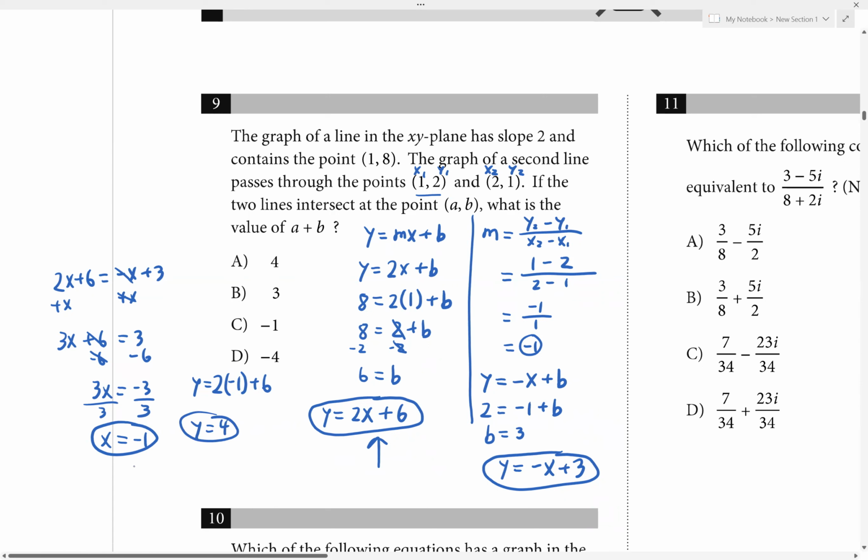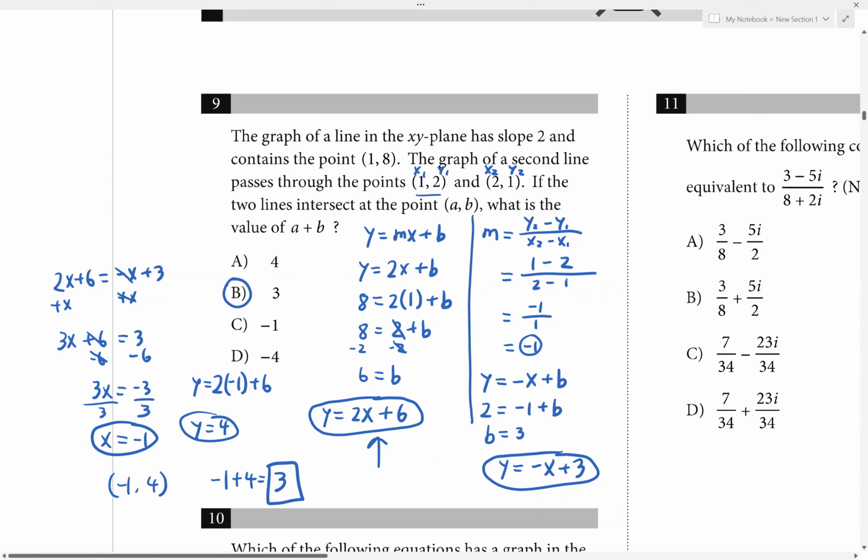Then we can add x plus y, that'll be a plus b. So the solution is (-1, 4). That's (a, b). So we add them together: negative 1 plus 4 is 3. And that is the final answer for this one, which is letter B.